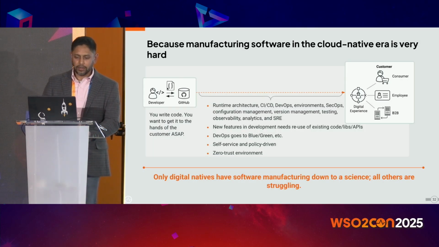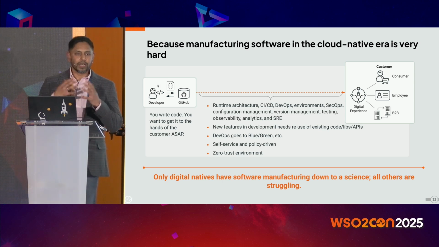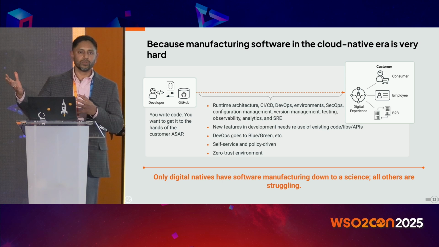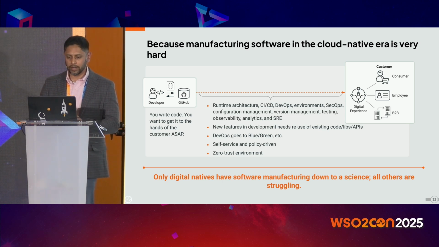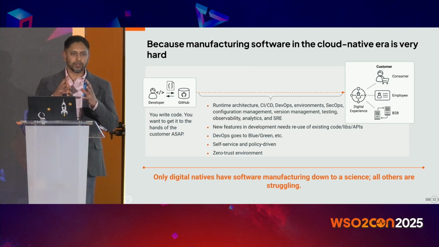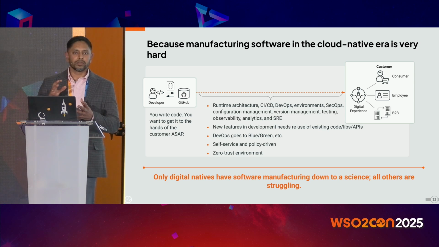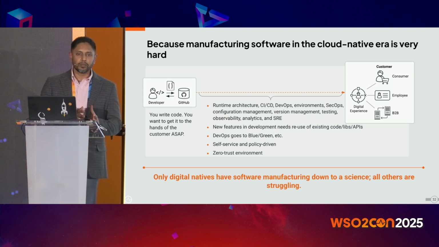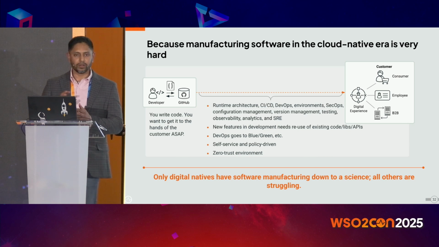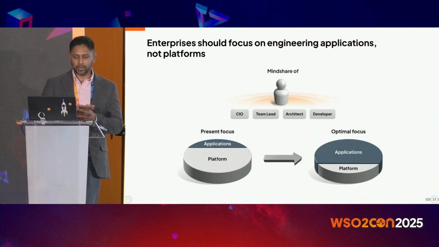As a developer, on the left-hand side you write some code, and the ultimate goal is that you want to get this to production as soon as possible. The middle part is the messy middle that we are always talking about, with all the technology choices and decisions you have to take, from runtime architecture to CI/CD pipeline strategy, environments, security, operations, and monitoring and management. All these complexities are in the middle.